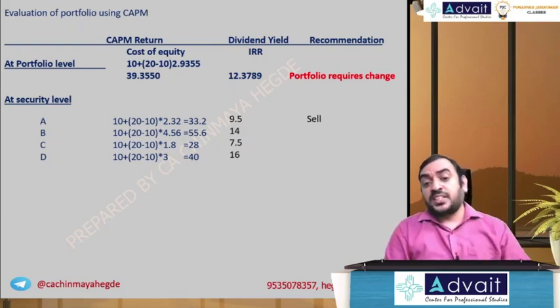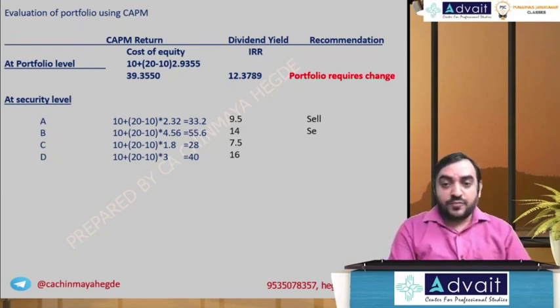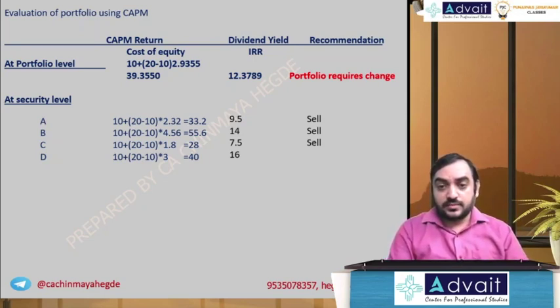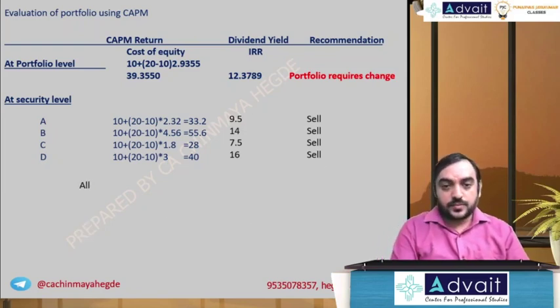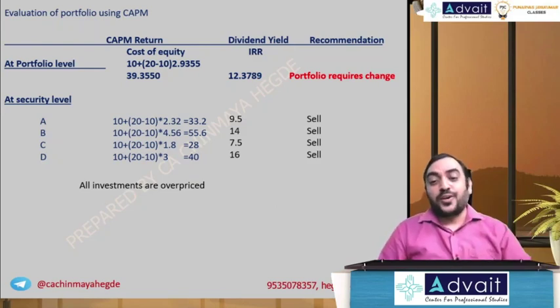Second case, 55.6 it was supposed to give. 14% it is giving. Again, you have to sell. 28 is supposed to give, 7.5 it is giving. Oh, you have to sell everything, is it? Everything is sell, I think. There's nothing to buy. So we can say that all investments are overpriced. I think then our recommendation should be to exit the portfolio completely.